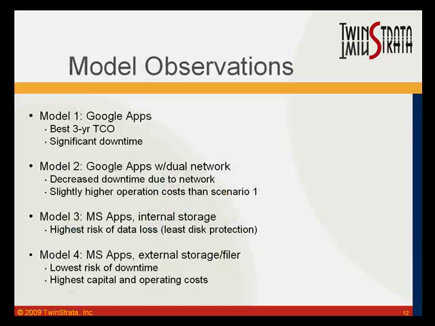Summarizing the results of the models, here are some key takeaways. For Model 1, Google Apps had the best adjusted 3-year TCO. Model 2 ran a close second to Model 1, where the network effects of Google Apps are minimized by adding a second network. Model 3 had a high risk of data loss and actually the worst adjusted 3-year TCO. And Model 4 had the lowest risk of downtime and high capital and operational costs.